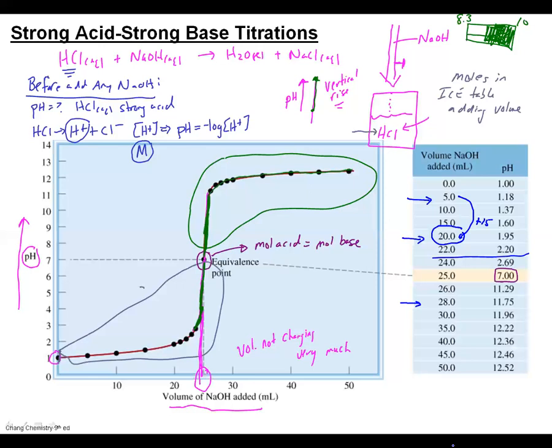Any questions on that? That should allow you again to be able to calculate the pH anywhere along this curve if you're given enough information to do so. Any questions on any of that stuff that we talked about in terms of titration so far?